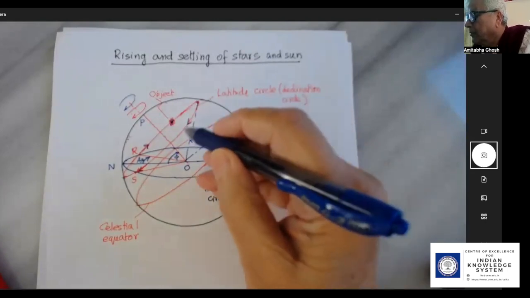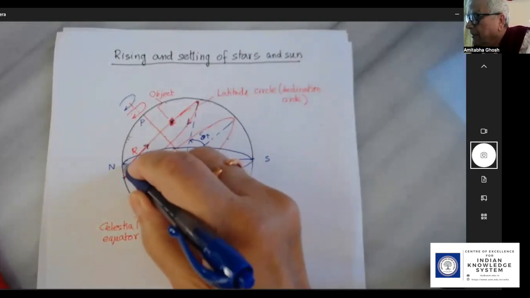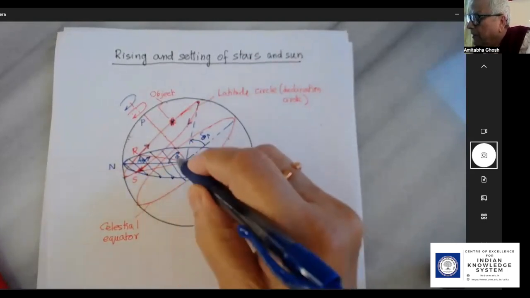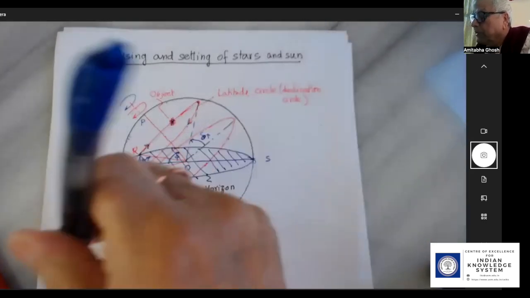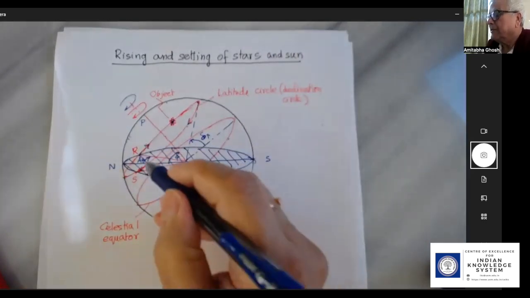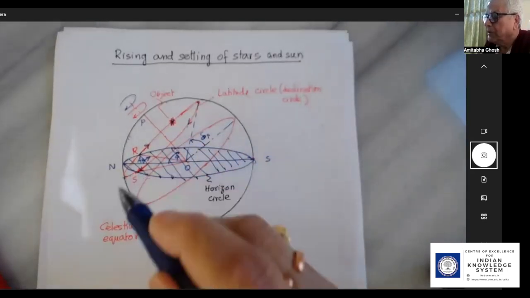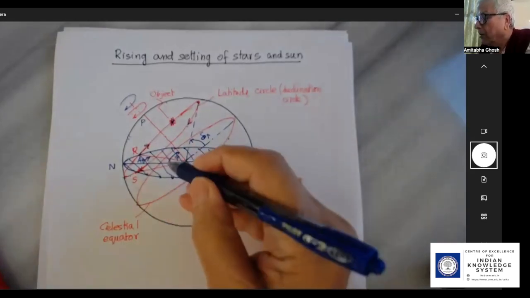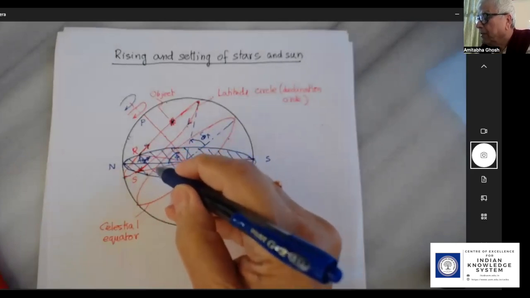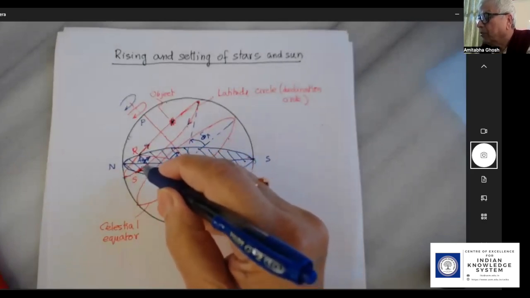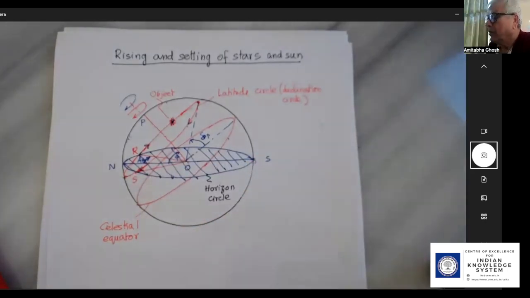Now the question is, this object is going through this. What do we mean by rising? This is the horizon plane. Whenever it comes above this horizon, we call that rising. And when it goes just below this, that is called setting. You have to find out what is the azimuth of the rising point. Symmetrically, you can say the azimuth of the setting point will be 2 pi minus that. You can easily see that.